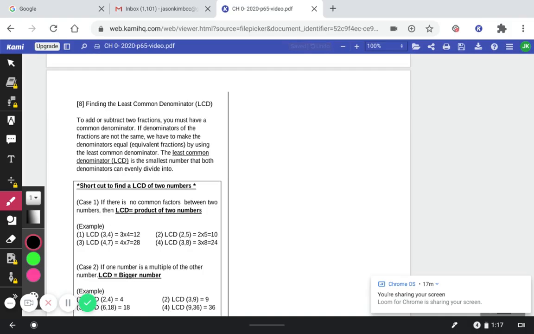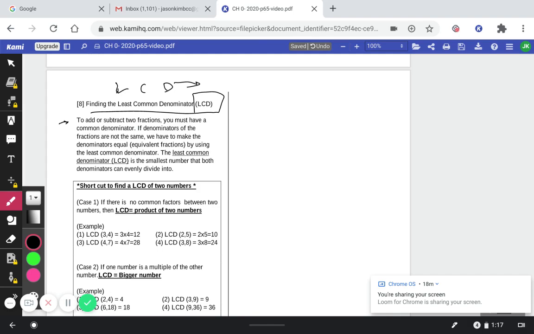Now, when you add or subtract with a common denominator, the same denominator, it was very easy. Now, when you add or subtract with different denominators, you have to know a couple of steps of how to do that. One of the most important steps is finding the least common denominator, finding the LCD. So least common denominator, in short, we call it LCD.